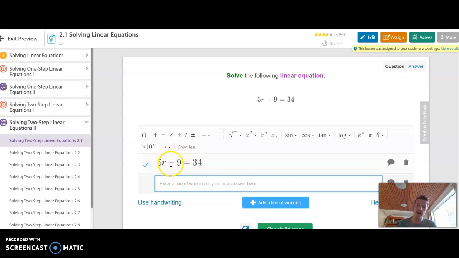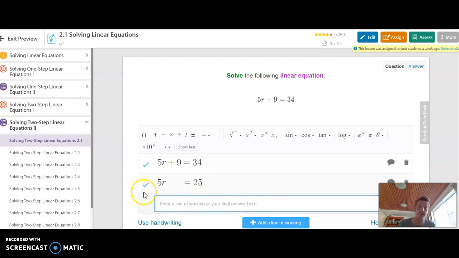If I take away 9 from positive 9, I get 0, it disappears, which is what I want. So I'm going to still just have 5r on this side, having got rid of the plus 9. I then go 34, take away 9, gives me 25. That's my next step of the equation. And I've got the little tick which shows me I'm on the right track.